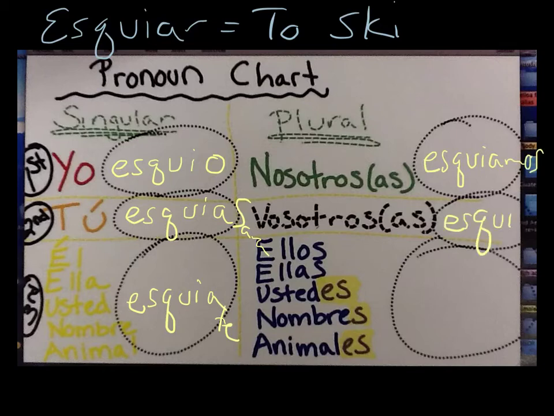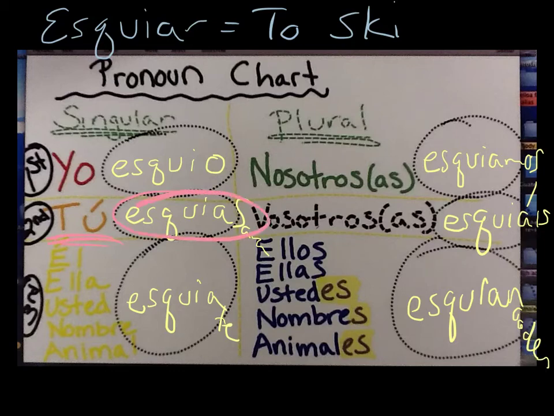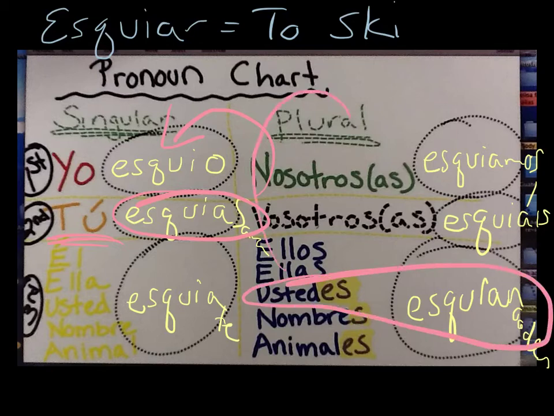Esquiáis, accent on the A, and esquían for ustedes. So again, if I say ¿esquías?, meaning do you ski, you say esquío. If I say ¿esquían ustedes?, you say nosotros esquiamos. But anytime I use esquío, esquías, esquía, esquiamos, esquiáis, and esquían, you have to answer in one of those.